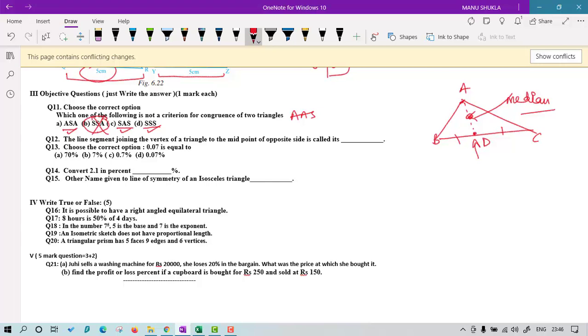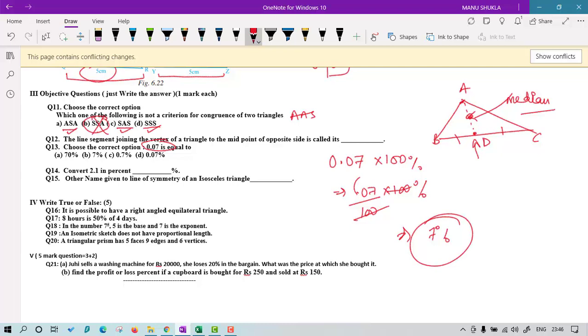Okay. So question number 13. Choose the correct option for this one. 0.007 is equal to. So we want to convert this decimal into percentage. And we know whenever we want to convert something into percentage, we just have to multiply that by 100. So if you multiply it with 100, you will get, remove the decimal, 100 will come, this will cut. The answer is 7%.